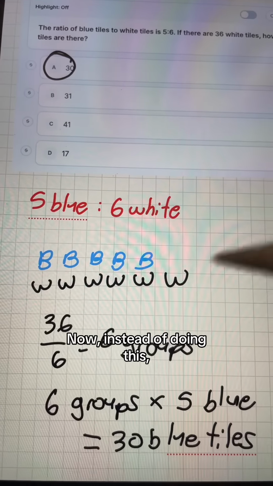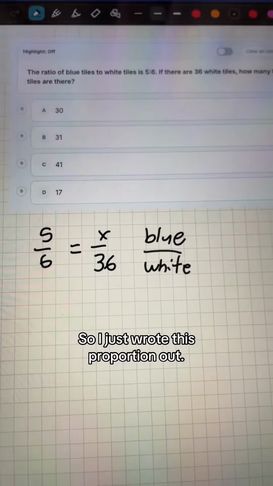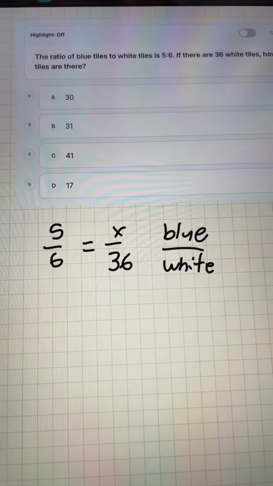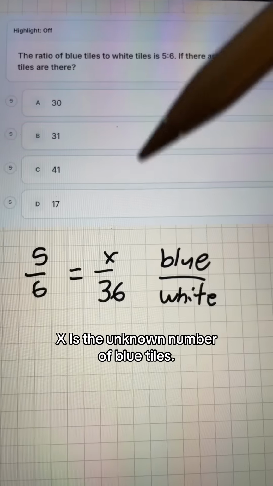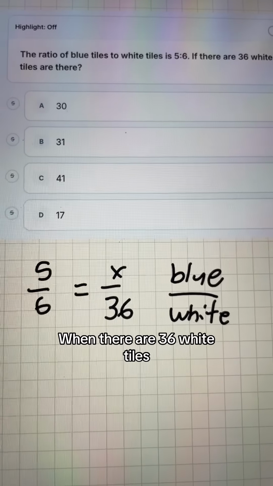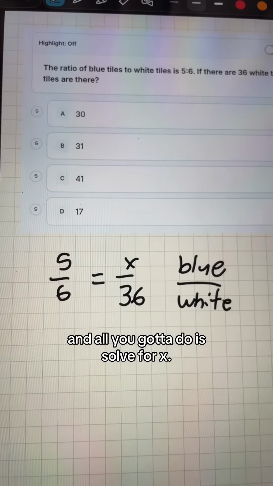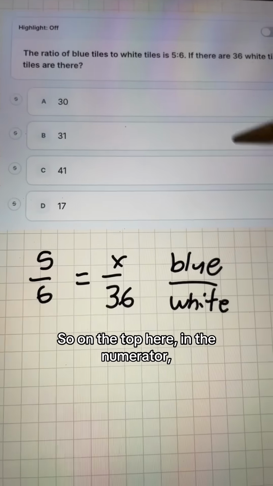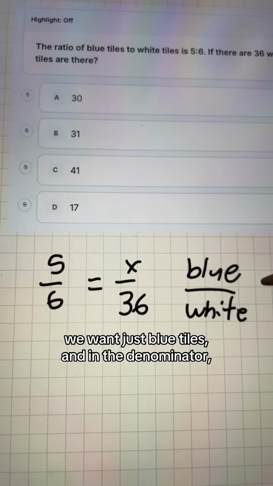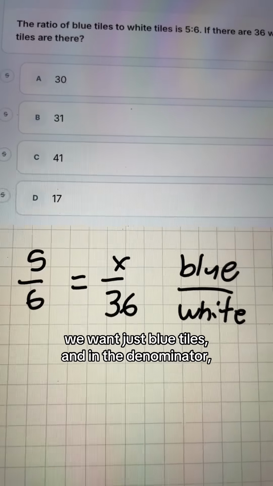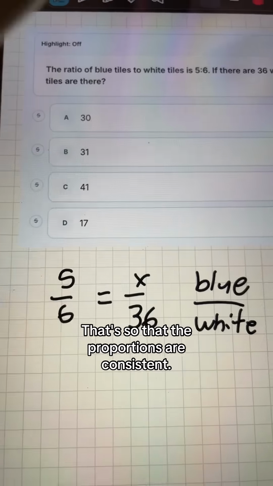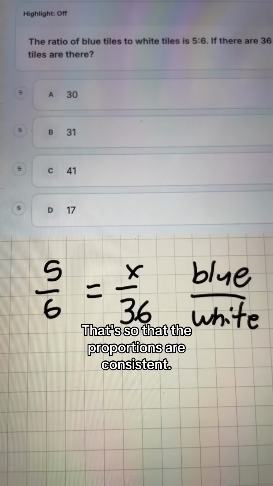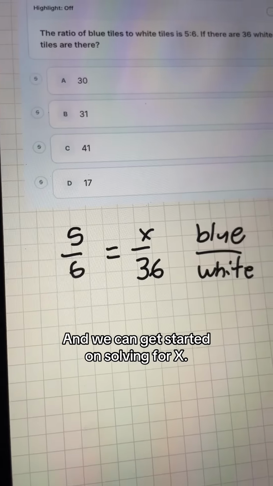Now instead of doing this, we could do proportions instead. So I just drew this proportion out. X is the unknown number of blue tiles when there are 36 white tiles, and all you gotta do is solve for x. Keep in mind here that we want to make things consistent, so on the top here in the numerator, we want just blue tiles, and in the denominator, we want white tiles. That's so that the proportions are consistent, and we can get started on solving for x.